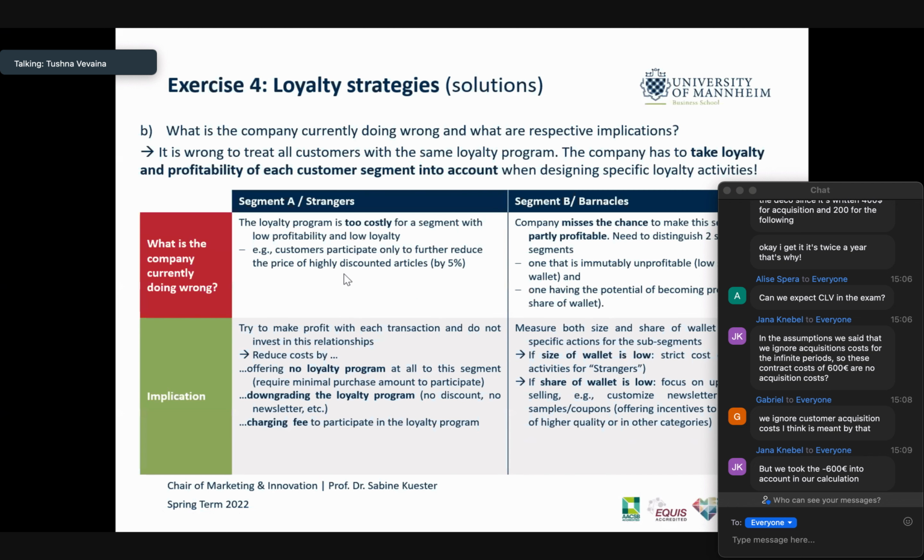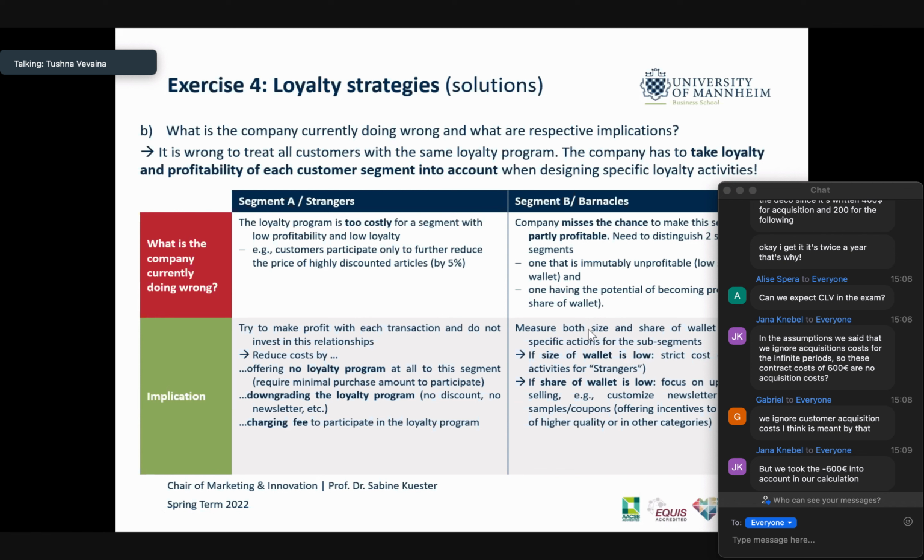Now, what's important is also understanding which segment of customers you keep looped into your program versus which segment you let go. So with strangers, we saw that it's too costly. As we mentioned earlier, sometimes it's not worth having these customers. And the implication is that you don't offer the loyalty program, or you expect a minimal purchase for these guys to be able to participate. You charge a fee to them to participate in this. And that's why you treat these as complete strangers and don't give them any sort of benefits. Otherwise, it's going to put off your loyal customers.